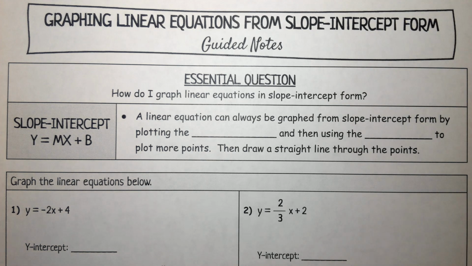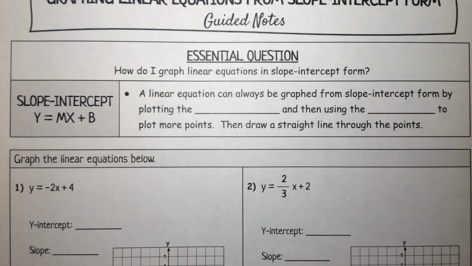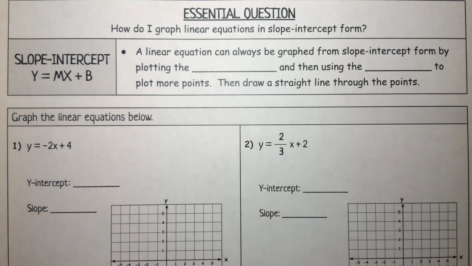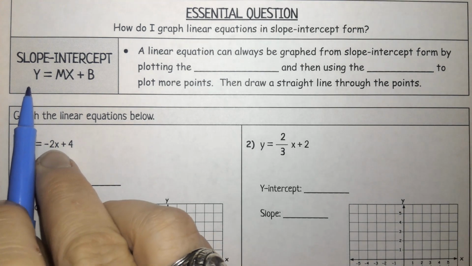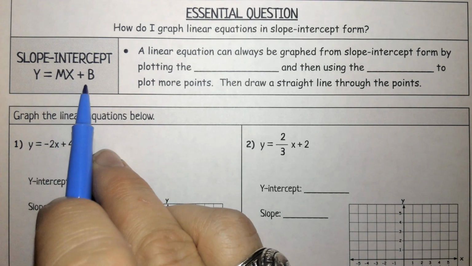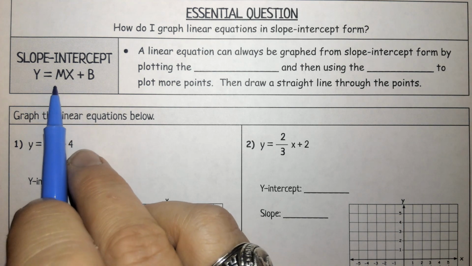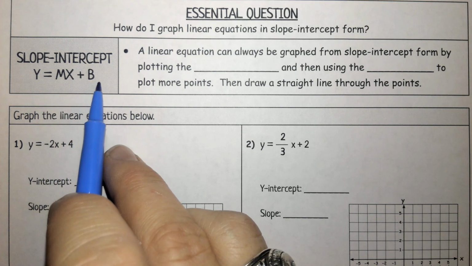All right, let's do graphing linear equations from slope-intercept form. Okay, so essential question, how do I graph linear equations in slope-intercept form? Pretty easy. So first off, to review, slope-intercept is y = mx + b. Okay, so remember, m is your slope, b is your y-intercept.